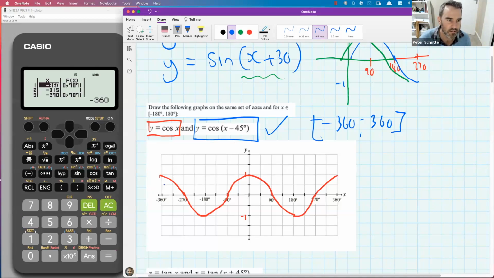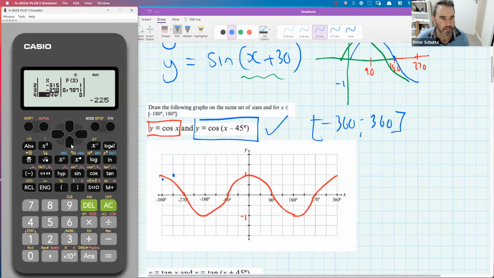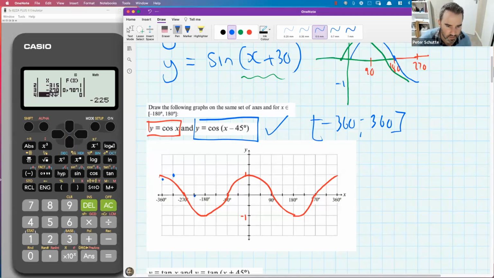graph is positive 0.7 type of thing. So it's going to be up here. But what's nice is at minus 315, I'm at 1. So that's a nice, neat, round number that's easy to use. And let's just have a quick look here. So minus 225, it's at 0. So that is over here.